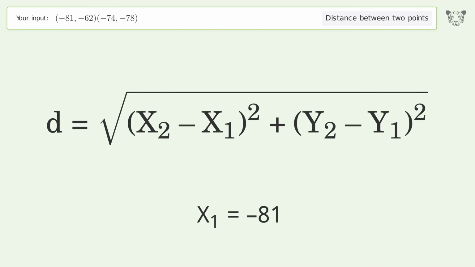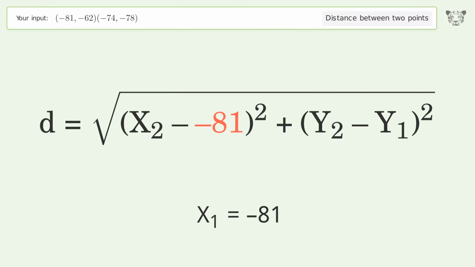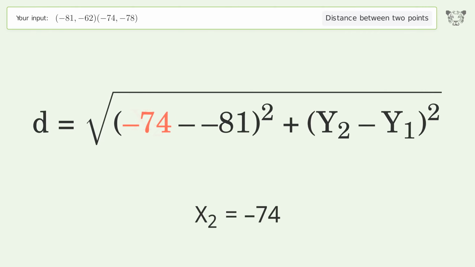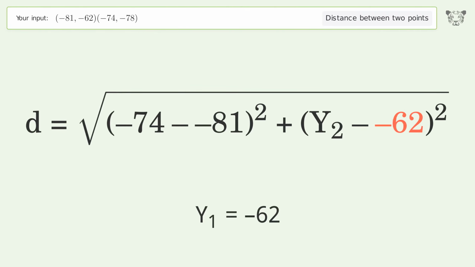x1 equals -81. x2 equals -74. y1 equals -62. y2 equals -78.